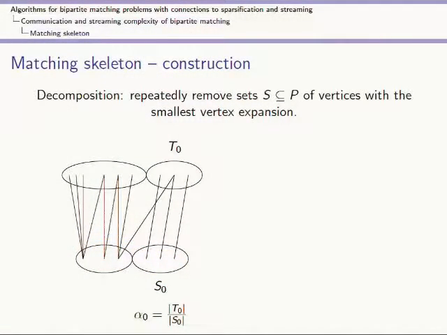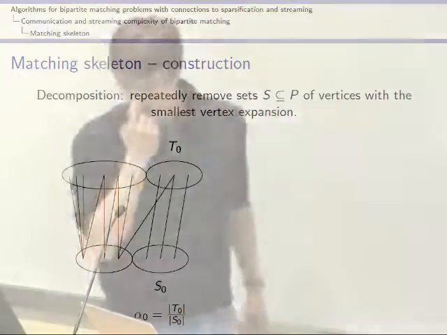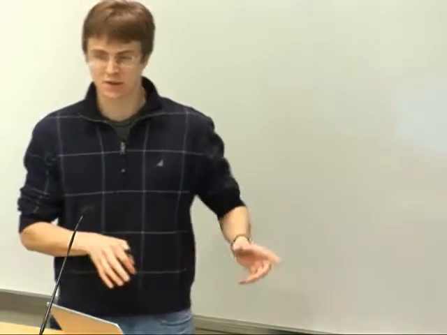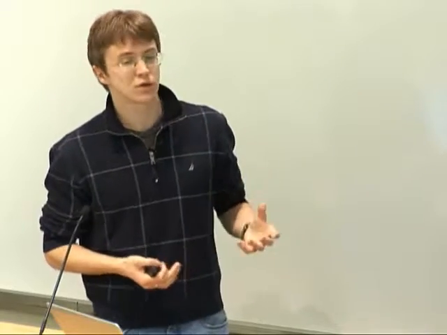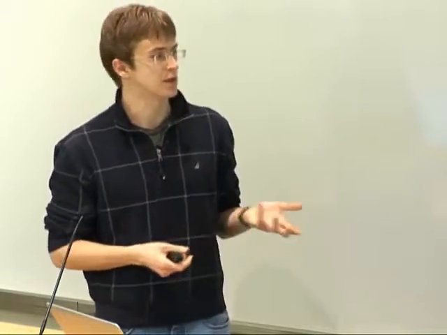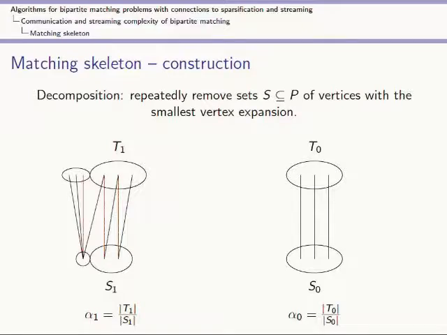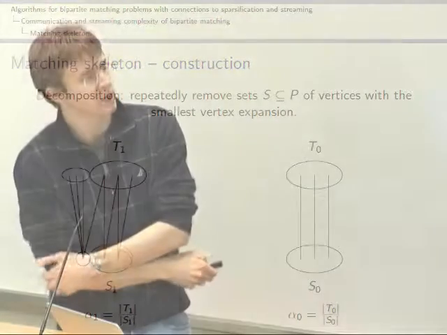Okay, so how does the decomposition work? The decomposition works as follows. We start with a graph, and we repeatedly find and remove sets S from the P side of the graph that have the smallest vertex expansion. For example, here we find the set S0 that has the minimum possible vertex expansion, and we remove it from the graph. Now, it might seem ill-defined, and in fact it is, as I just stated it, because there could be a lot of such sets that have the smallest possible vertex expansion, but one can show that there will always be a maximal such set to remove, and that's what we do. So this gets removed from the graph, and we recurse on the rest. Now, again, we find the smallest expanding set in the P side, and we remove it.